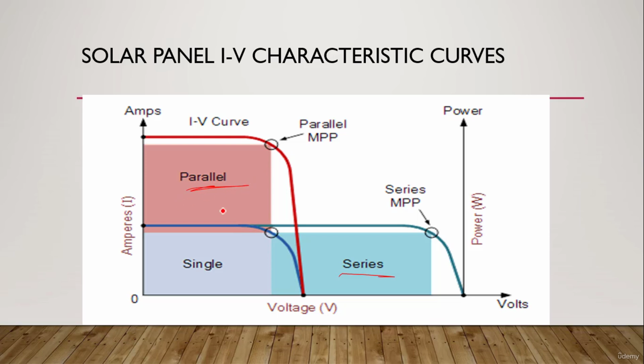The type of connection is going to vary the IV curve and stretch it, whether in voltage direction or in current direction. If you want to increase the voltage of the PV system, you will need to connect it in series connection. And if you want to increase the current, you will need to connect it in parallel connection. Both types are going to increase the power of the PV system by adding more PV modules.